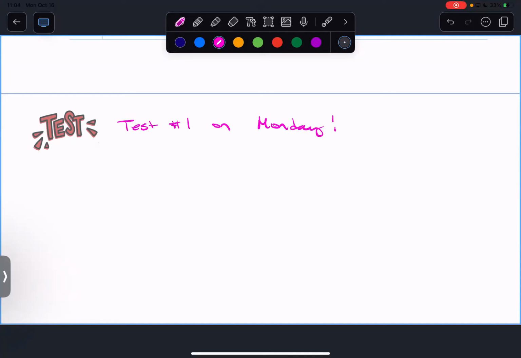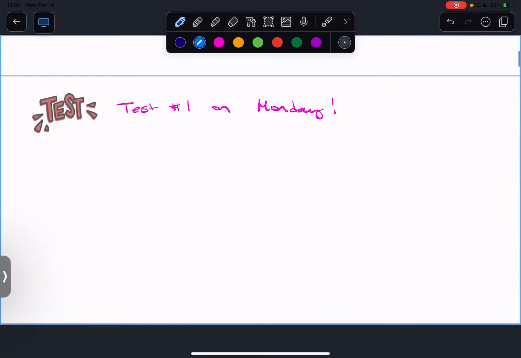Test number 1 on Monday. But like I said, I'll give you a practice test. It'll just be on everything up until that point, specifically chapters 1 through 3, and then we're in chapter 4 right now, and we're just gonna do chapter 4 light on the test. Okay, so 1 through 3, and then I'll call it chapter 4 light.